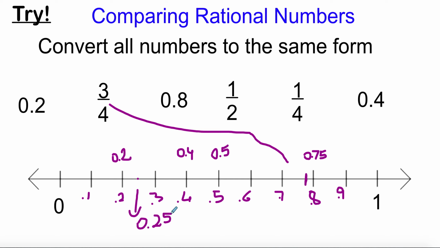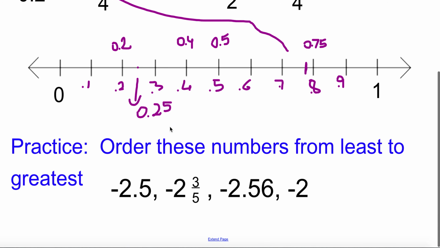Now, we practice ordering these numbers from least to greatest. Practice ordering this list from least to greatest. Okay, how do we do that? Again, we convert them to decimals. By converting them to decimals, we have them in the same form. So we order the numbers from least to greatest. We already know that the least numbers are farthest to the left.